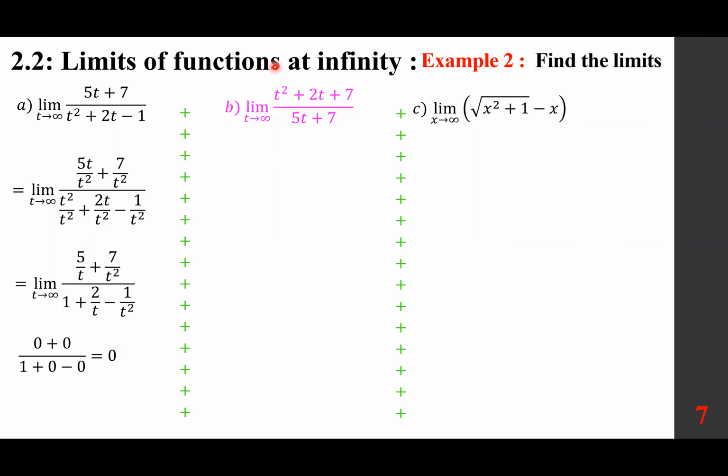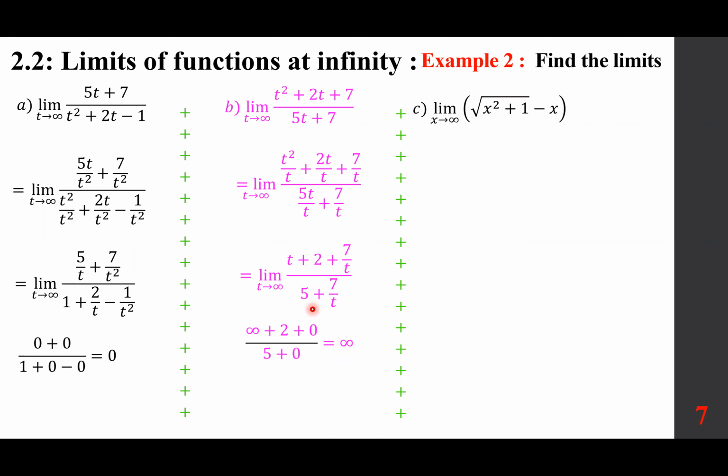What happens here? You divide by the highest degree term in the denominator, which is t. You simplify. So t is approaching infinity. So this piece and this piece go to 0. This is infinity plus 2 over 5. So ultimately, you get infinity.